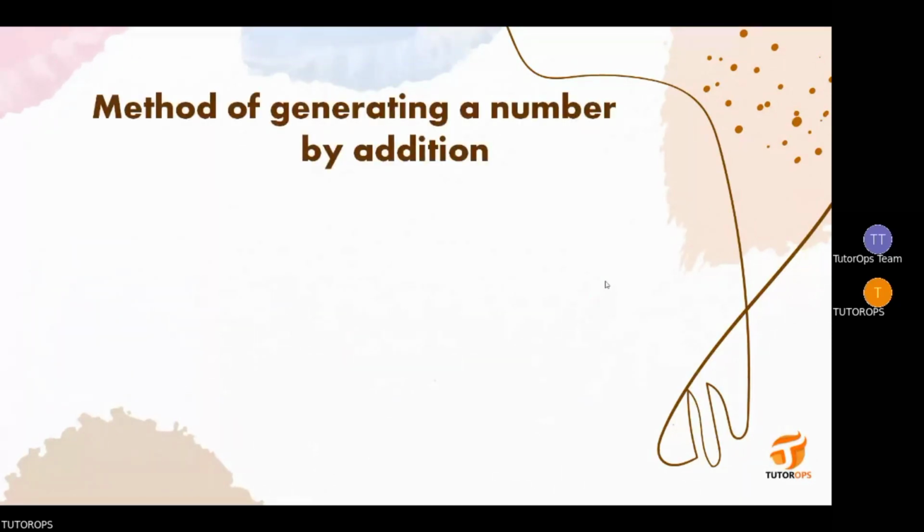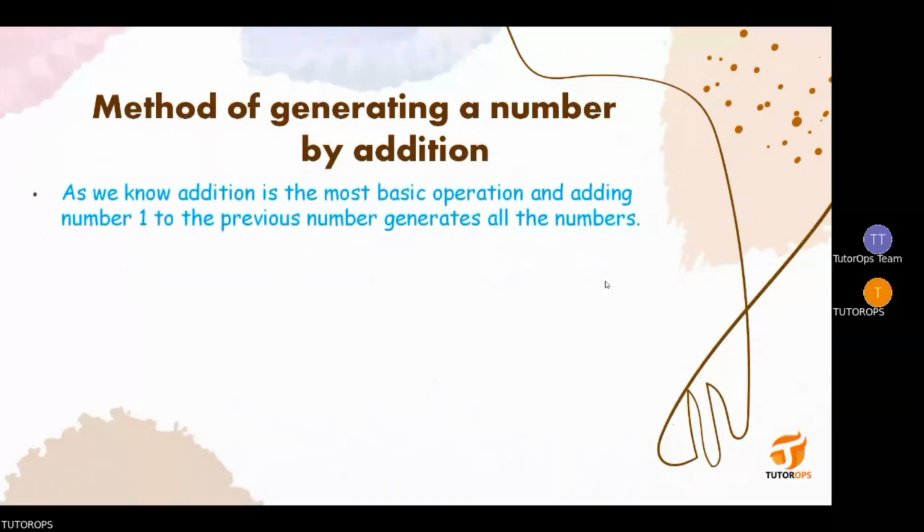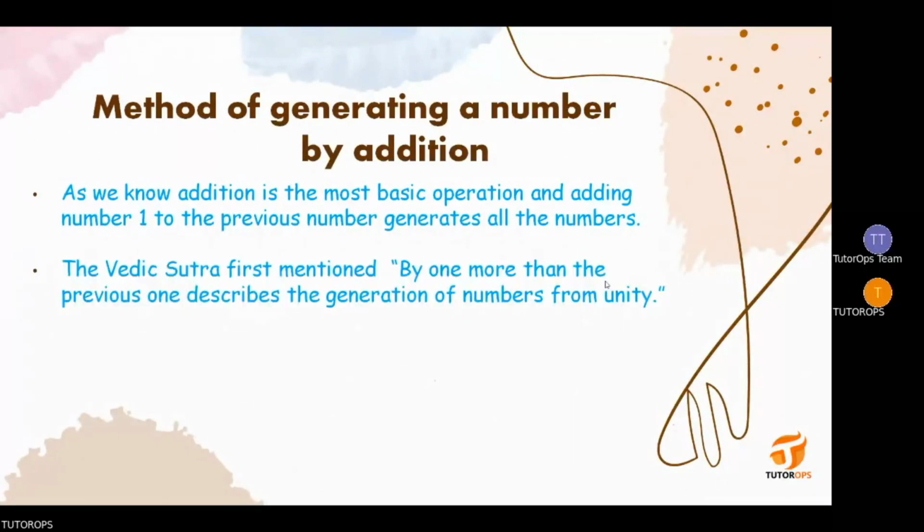Now, let me come to the first method. The first method of today's discussion is the method of generating a number by addition, that is, generating the number line by addition. As we know, addition is the most basic operation of algebra, and adding number 1 to the previous number generates all the numbers. This basically means I am telling about the number line.